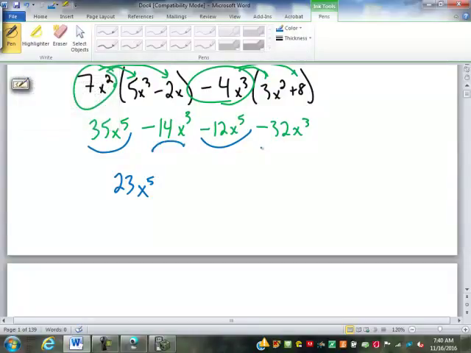We can also combine the negative 14x to the third and the negative 32x to the third to get negative 46x to the third. What do you think? Doable?